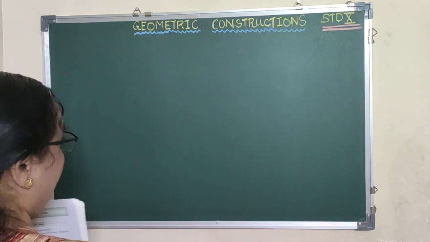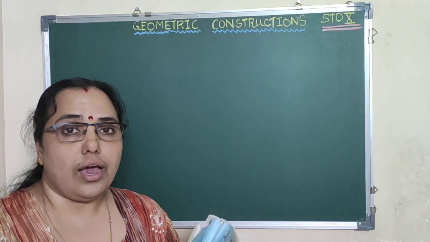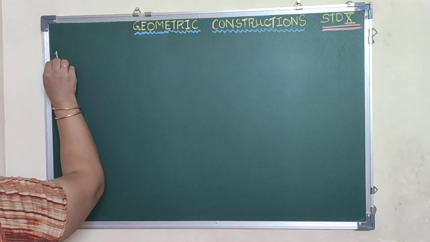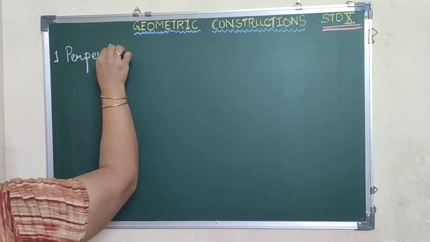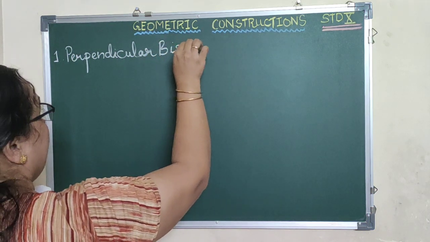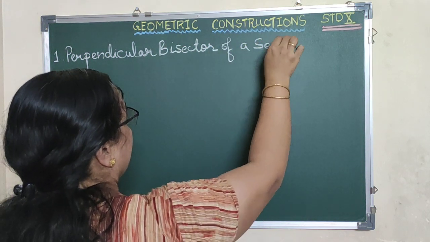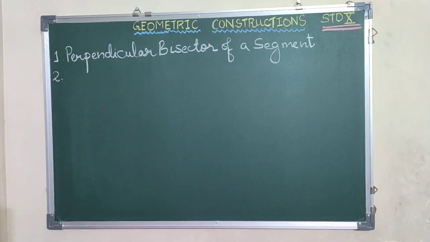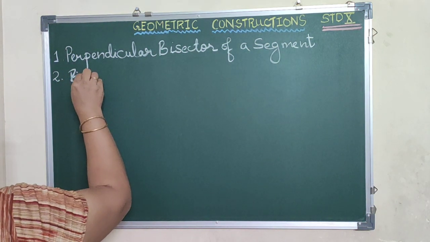I need not go very basic to say how to draw an angle or how to draw a segment. I go a step further: how to draw the perpendicular bisector of a segment. That is first. I hope you can recall this. Very important. Perpendicular bisector of a segment. Second, angle bisector. Bisector of an angle.